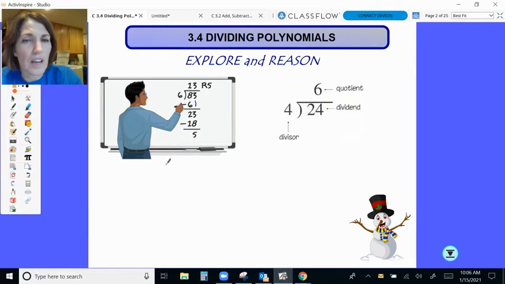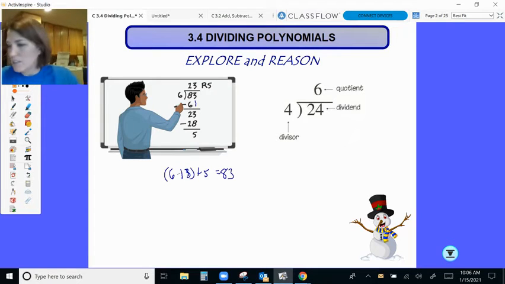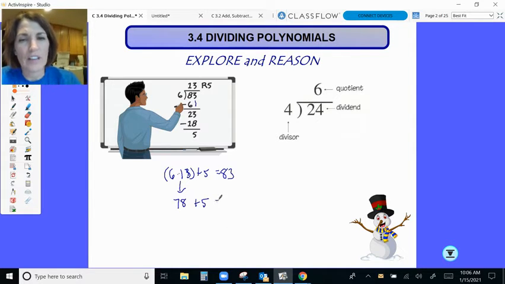Then we would know that to multiply this back, it would be 6 times 13, plus my additional remainder of 5, which should give us 83, right? So 6 times 13 would give us 78 here, plus our remainder of 5 gives us our 83. So we can always check our division.